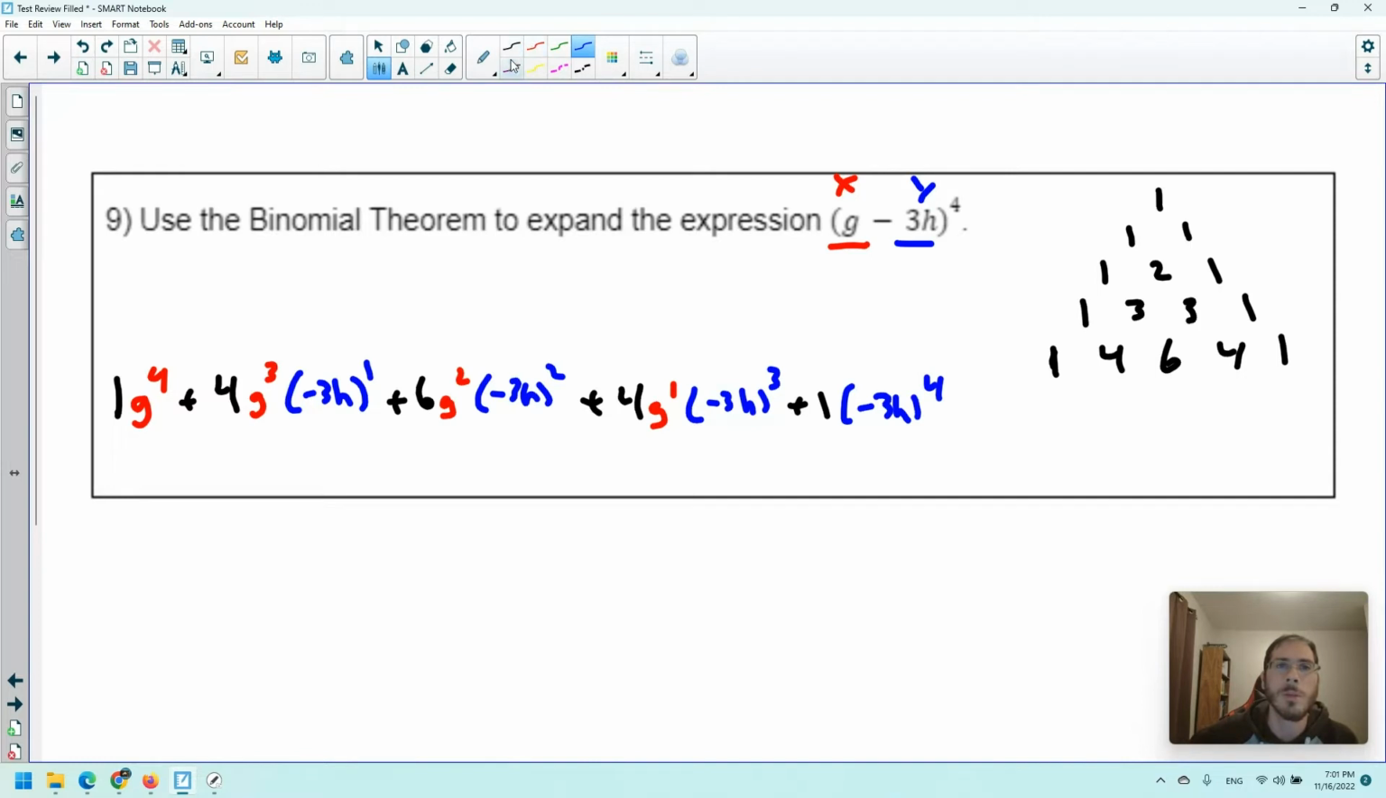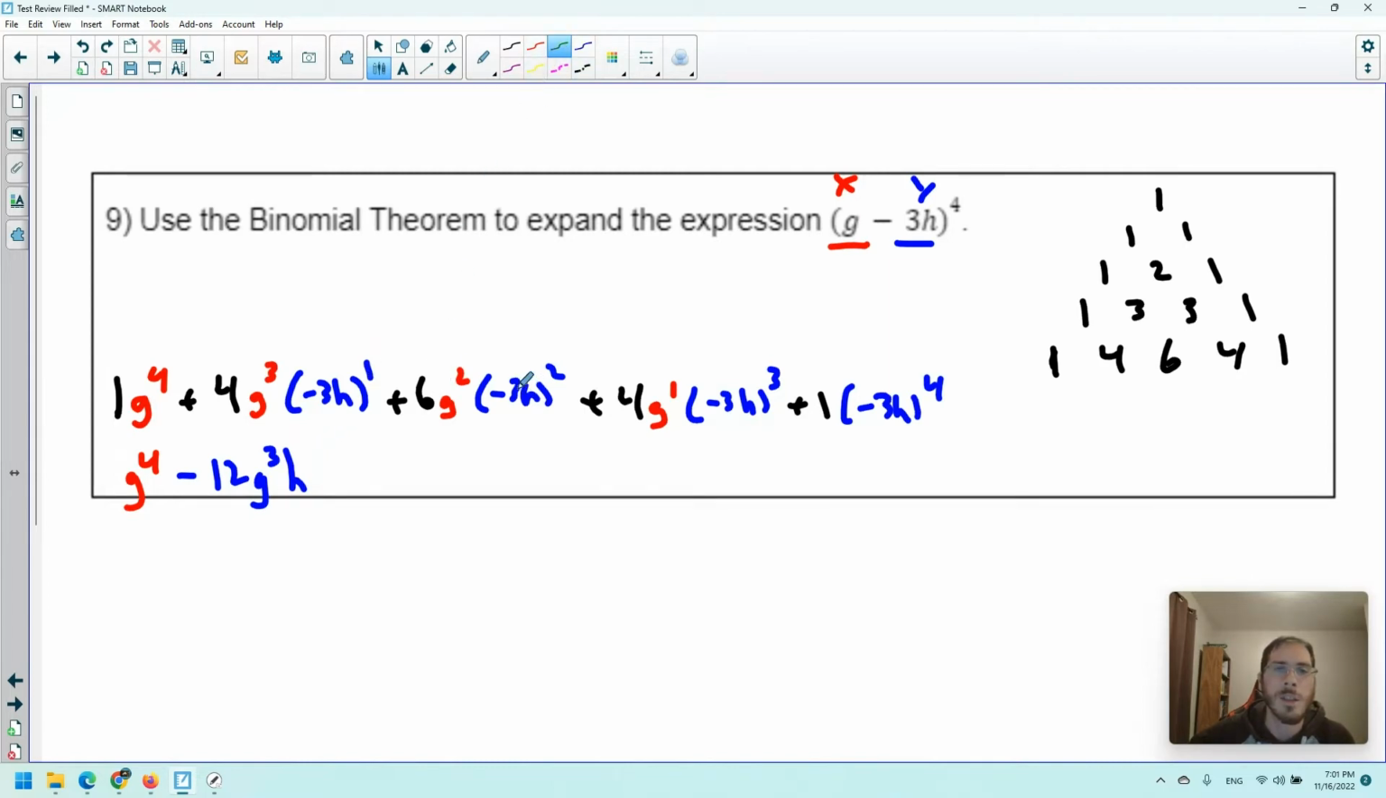We could do a little simplifying. G to the 4th will just stay as g to the 4th. The 1, I mean, we could write it if we want. 4 times negative 3 to the 1st is minus 12. G to the 3rd, h to the 1st. I don't need to write the 1st also.